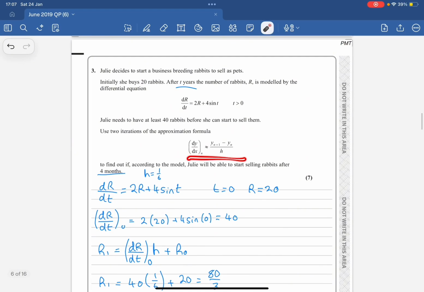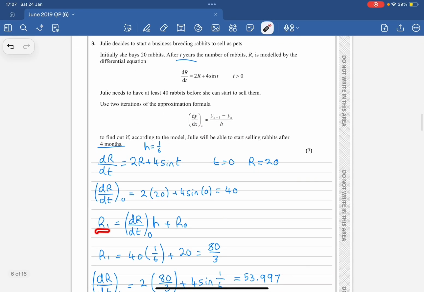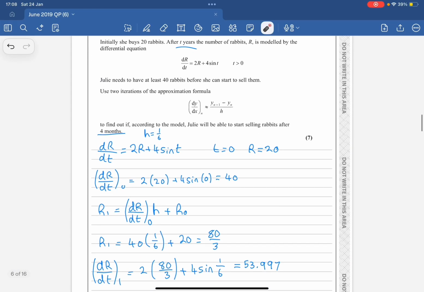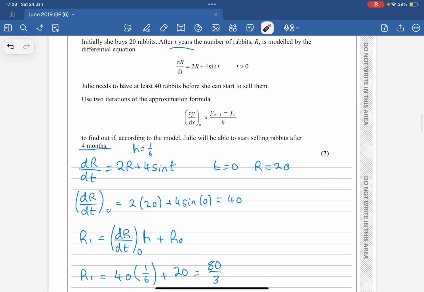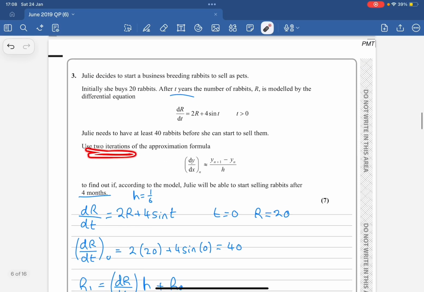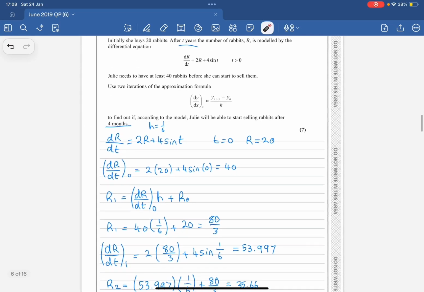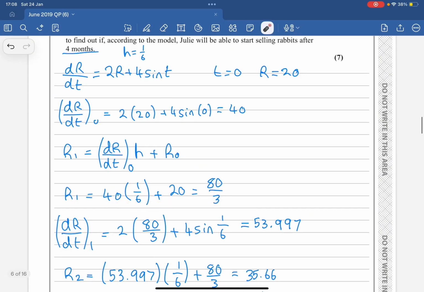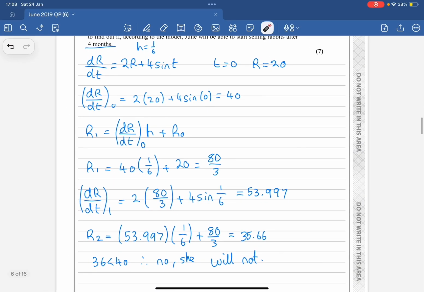So using this formula, which we can rearrange to get R1 is dr over dt 0 times h plus R0, we can sub in our R0, dr over dt 0 and our h, where our h is going to be a sixth. And we can work this out because we're using 2 iterations and we want to pass 4 months in that time. Therefore, each iteration is going to be 2 months. And out of a year, well, that's a sixth of the year. So using this formula, very easy. We just sub our stuff in and we get that our R1 value is equal to 80 over 3.